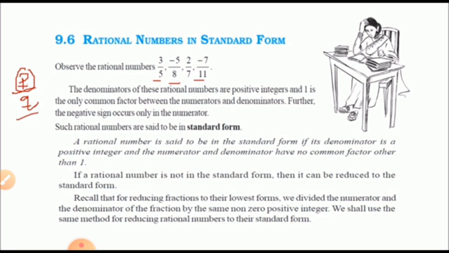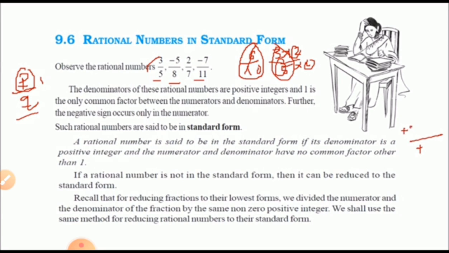Now look here, lowest form. You use the words lowest form or simplified form. We divide the numerator and denominator of the fraction by the same non-zero positive integer. Suppose 6 upon 10 is there. That means 6 is equal to 3 into 2 and 10 means 2 into 5. Now 2 will cancel. What is remaining? 3 upon 5, like an equivalent fraction or equivalent rational number.